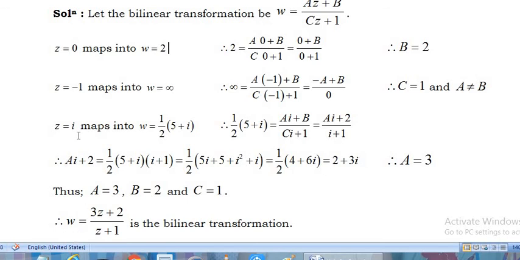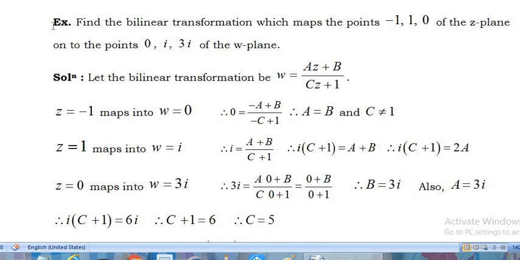If we put z is equal to i, then we will have to simplify, that will be (3i plus 2) upon (1 plus i). So multiply both numerator and denominator by the conjugate of the denominator, that is the conjugate of 1 plus i, which is 1 minus i, and after simplification we are getting w is equal to half times (5 plus i).